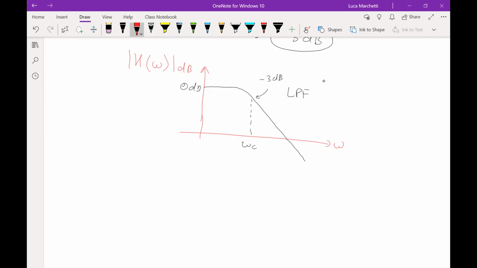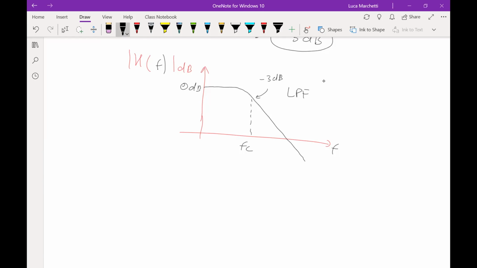Okay, but let me see, there is a comment. Yeah, you can write FC instead of omega C, it is the same. In that case, I suggest you write everything in terms of F. So I suggest writing everything like this: FC, F, and H of F. So everything is coherent with the fact that you use FC.